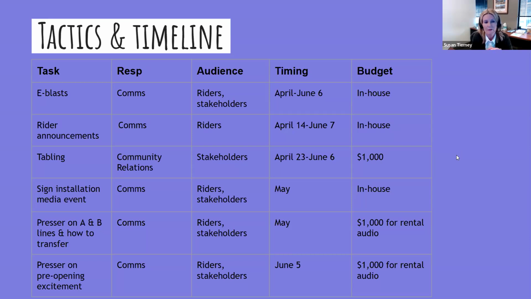We'll have a presser on the A and B lines and how to transfer that we will conduct in May, and then it will be conducted at the downtown hub. We will be renting audio equipment, but it will be managed by our in-house PR team. And then we will have a presser on the pre-opening excitement. We will be launching community-wide. So prior to that, we will be having a presser that features what's going to be happening during the opening day, which will include 3 different sites, a huge ribbon cutting, a lot of different activities that engage the community.